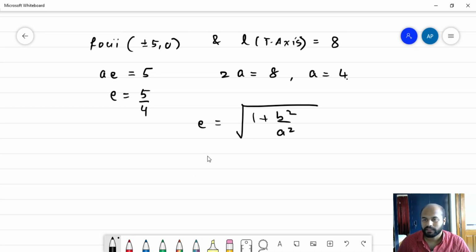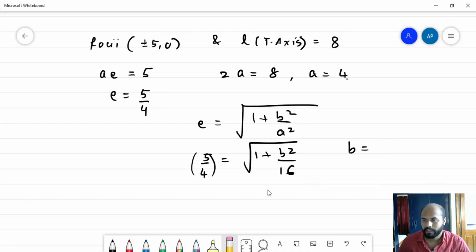So eccentricity in this case is going to be 5 by 4, which is root over 1 plus b square by a square, where a square is 16. Now you can clearly see from observation that b square is going to be 9, because only then this is possible. B square will be 9 and b is going to be 3. So it means that the equation of the hyperbola is going to be x square by a square, that is 16, minus y square by 9 is equal to 1.